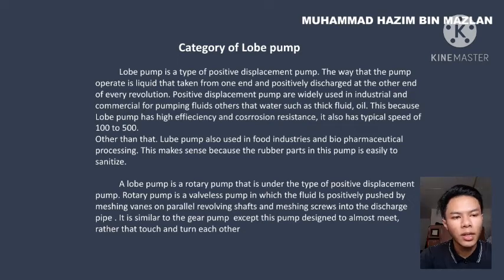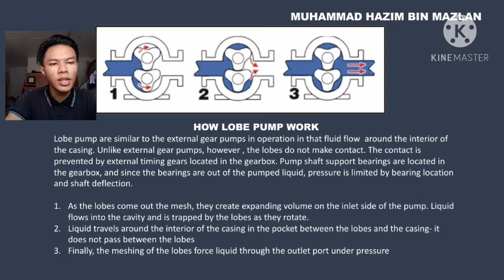A lobe pump is a rotary pump that is under the type of positive displacement pump. A rotary pump is a valveless pump in which the fluid is positively pushed by machine vane, parallel revolving shaft, and machine screw into the discharge pipe. It is similar to the gear pump, except this pump is designed to almost meet rather than touch and turn each other. This is the working principle of the lobe pump.